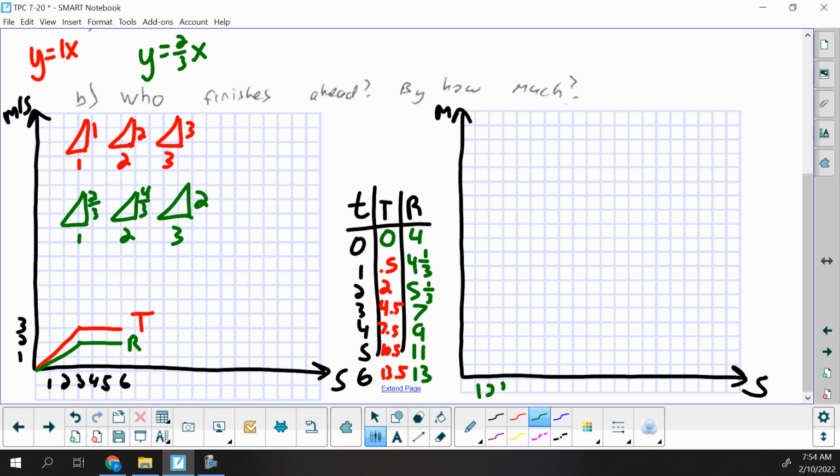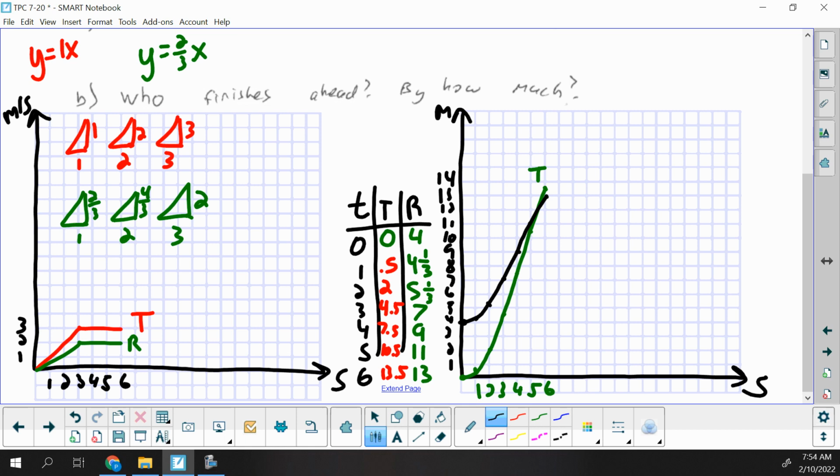On our position graph, it looks like we should be able to scale it by 1s. There's our Tango. It's curved at the beginning because he was speeding up, and then straight after that. And I switched colors, I just realized there, but that's our Tango graph. And then our Rumba graph, we're starting at 4, then we got 4 1/3, 5 1/3, then we got 7, 9, 11, and 13.